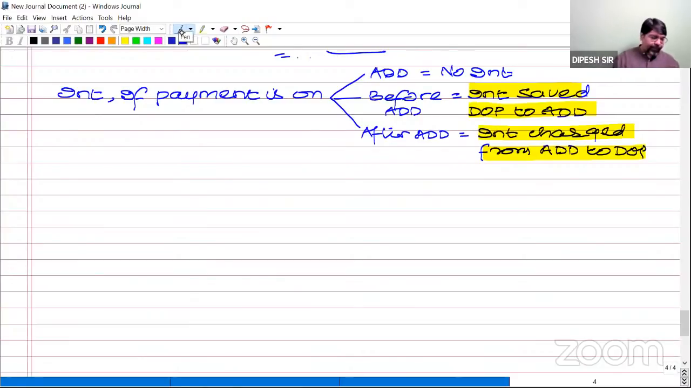Now, question number 2, chartered. Question number 2, page number 4.